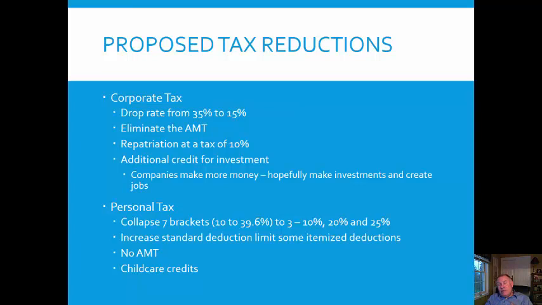They give a credit for some investments. Personal tax, they're going to collapse 7 brackets into 3: 10, 20, and 25. Increase in standard deduction, limiting some itemized deductions. No alternative minimum tax there. And they'll add some child care credits.